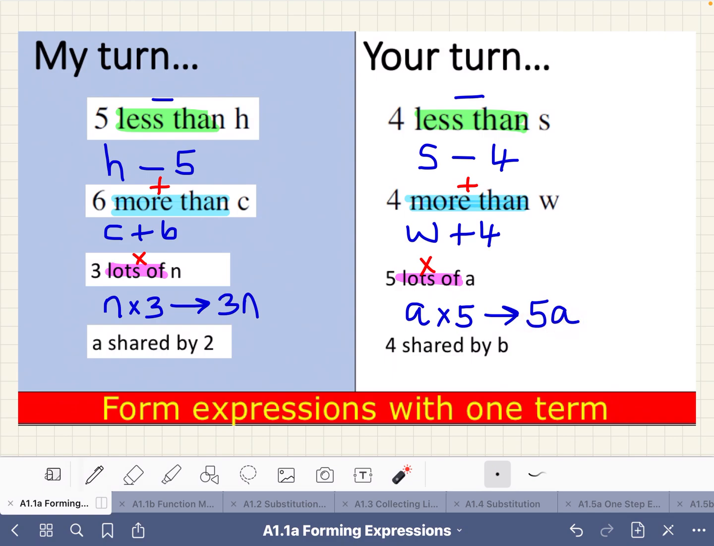My turn. A shared by 2. I start with A. Shared by suggests that I am dividing. And in this case, I am dividing A by 2. Quite often, that is represented as a fraction where we have A divided by, represented by the fraction line, 2. Press pause while you try the your turn question.